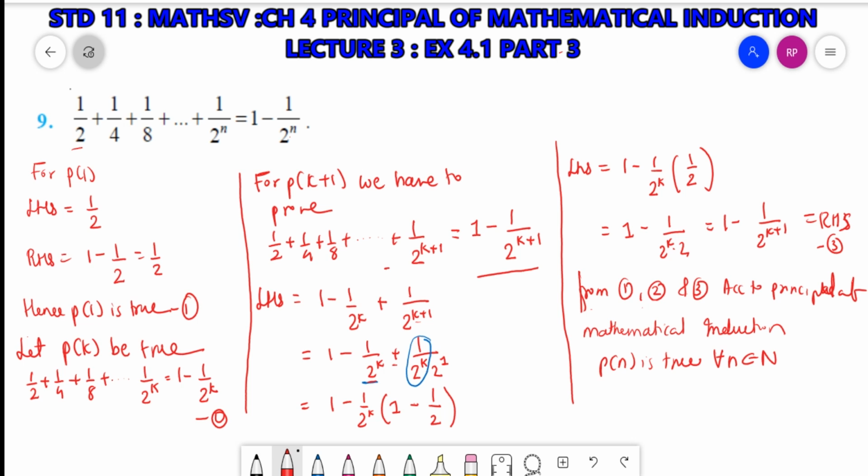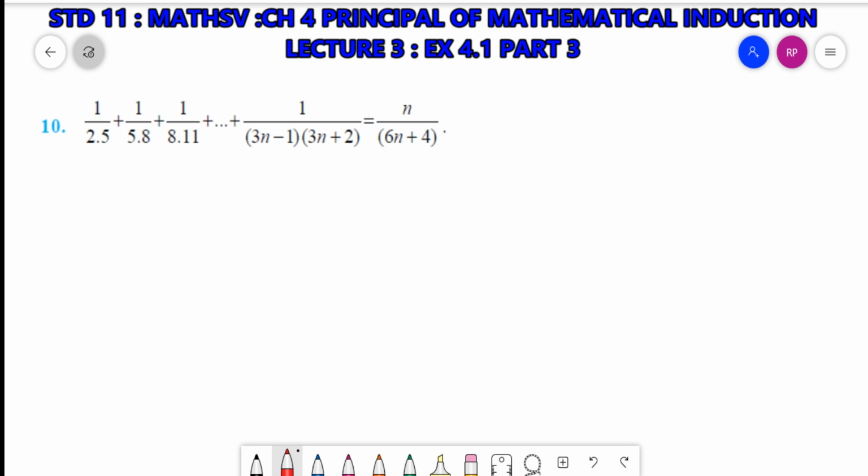Now let's move to the next, that is question number 10. Question number 10. 1 upon 2 into 5 plus 1 upon 5 into 8 plus 1 upon 8 into 11 up to 1 upon 3n minus 1 into 3n plus 2, that is equal to n upon 6n plus 4.